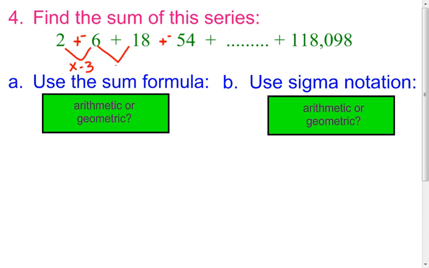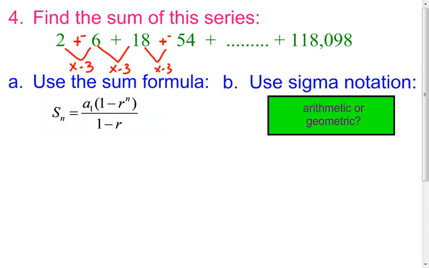negative 6 times negative 3 is positive 18. 18 times negative 3 is negative 54. So because I'm multiplying, this is actually a geometric sequence. And so I'm first of all going to do this formula by using the sum formula, okay, so that we can get a little practice with that. So when I use the sum formula, here is kind of the problem, okay?